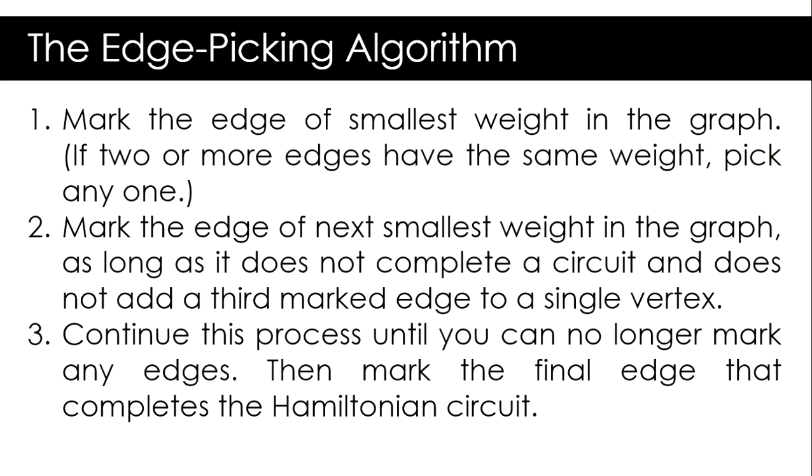It's not necessary for us to have the continuous route. Okay, we can have the route after we pick all the necessary edges. So it does not complete a circuit and does not add a third marked edge. So take note, it has only 2 marked edges for every vertex. There should not be a third marked edge for every vertex. Okay? Maximum of 2.